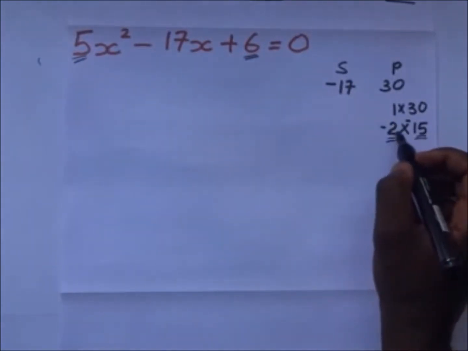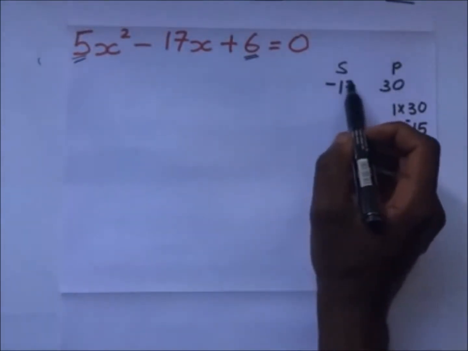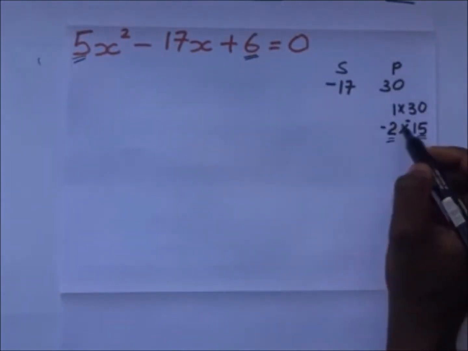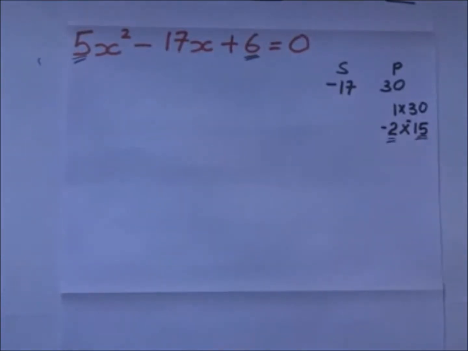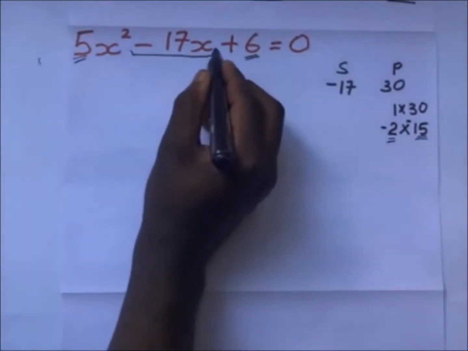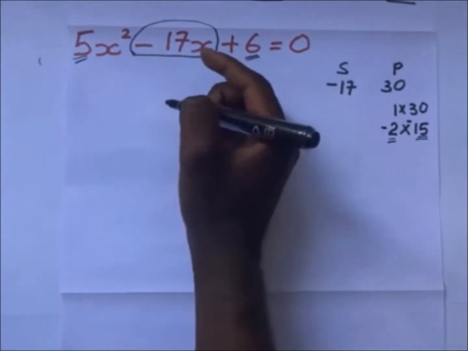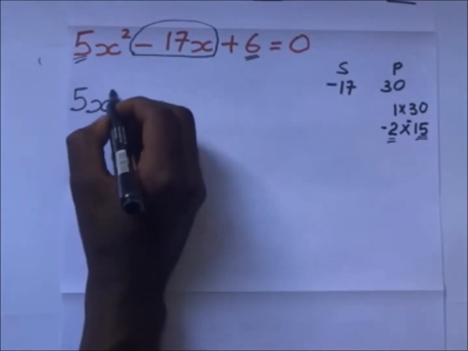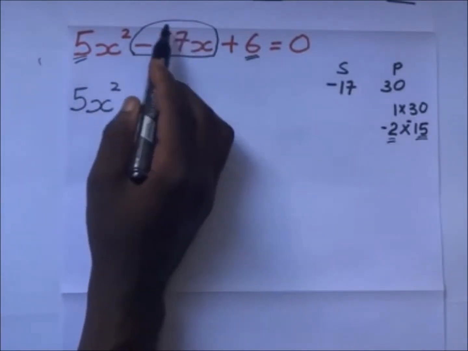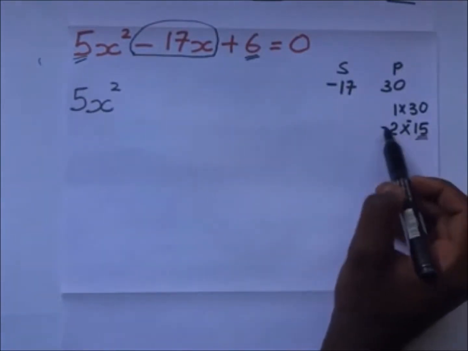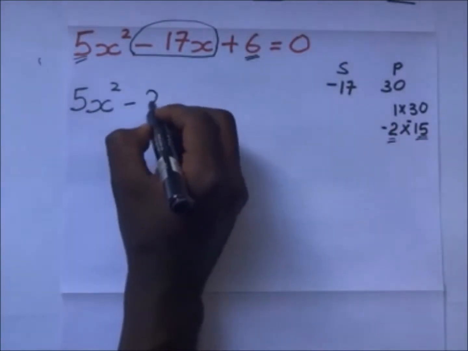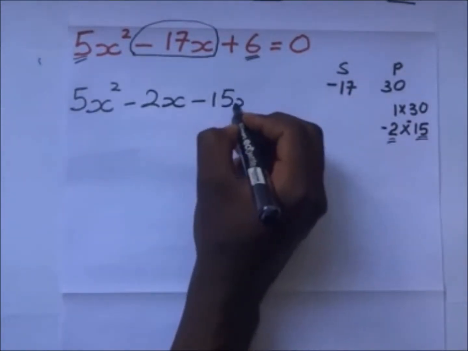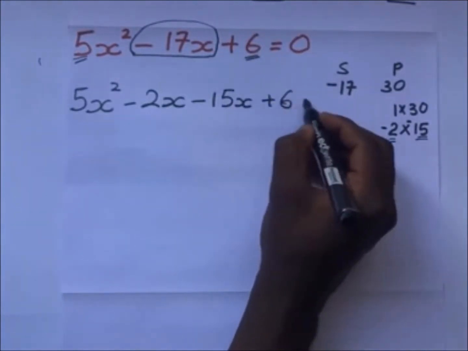So the numbers negative 2 and negative 15 give us a sum of negative 17, and when we multiply them, they give us a product of 30. So we shall use these two numbers to split the middle term into 2. We continue with our working. Our next step is going to become 5x squared, then the middle term is replaced by these two numbers: minus 2x, then minus 15x, then plus 6 is equal to 0.